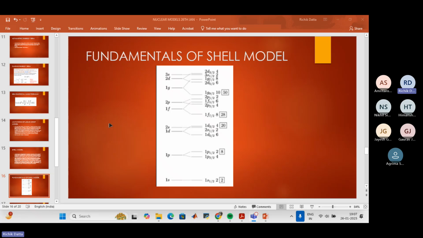So L is the orbital angular momentum. We all know that for an S state L will be 0, for a P state L will be 1, for a D state L will be 2, and so on.